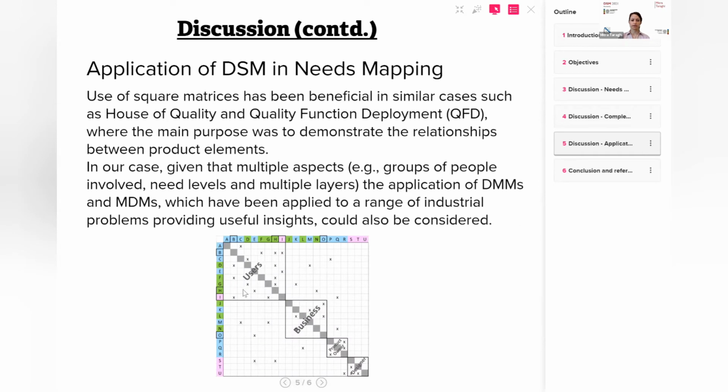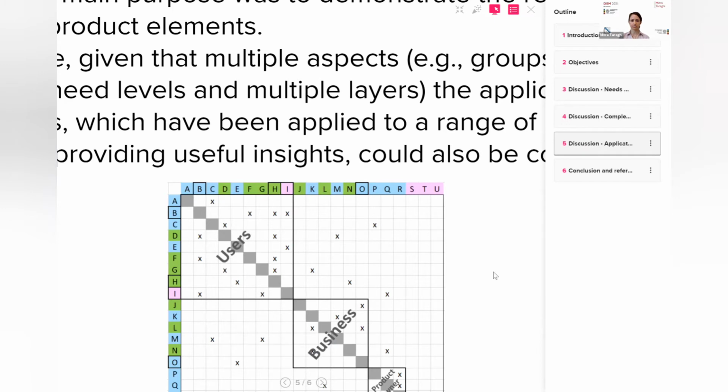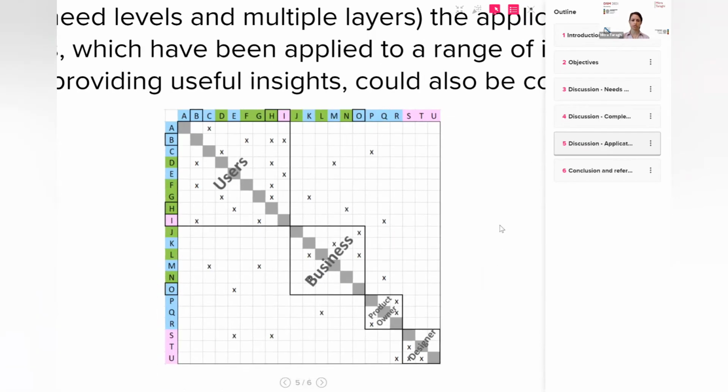In here, I have just created this matrix as one of the possible ways of using DSM in need mapping. So we have all the needs at the top and also on the left. When there's an X here, it means that we have put the outputs on each row and the inputs on each column. So it means that, for example, here F has a connection to B.